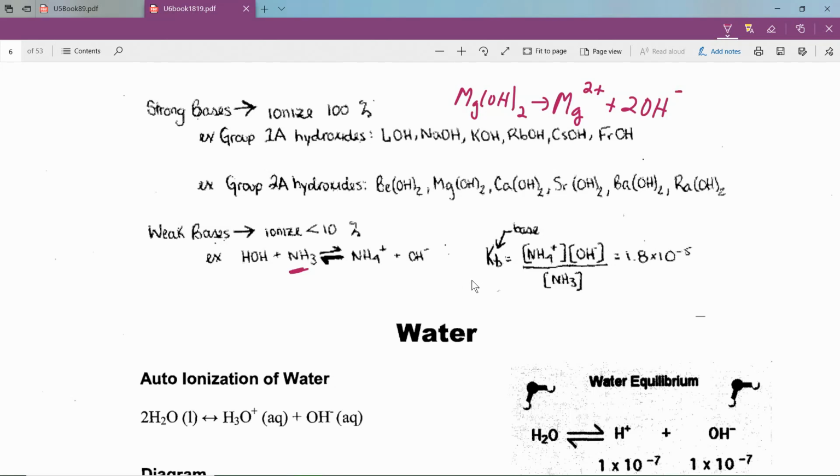So here we got Kb, that's the base ionization constant. You can insert a laugh track if you want.